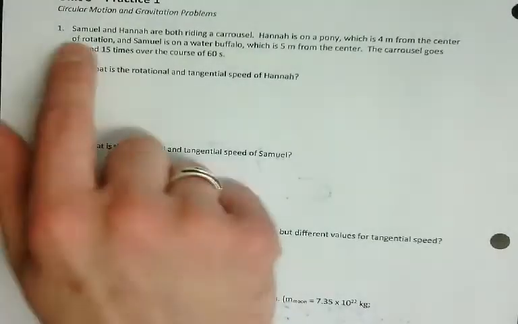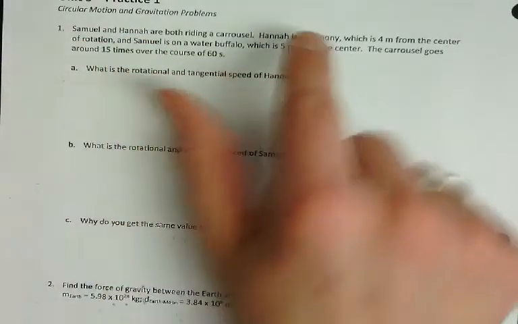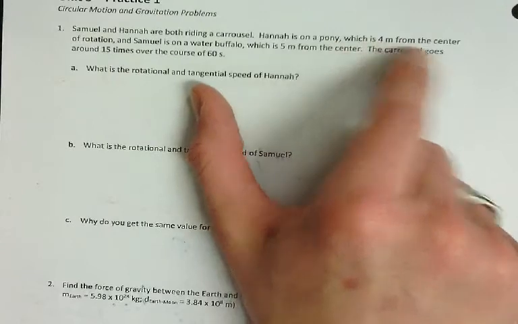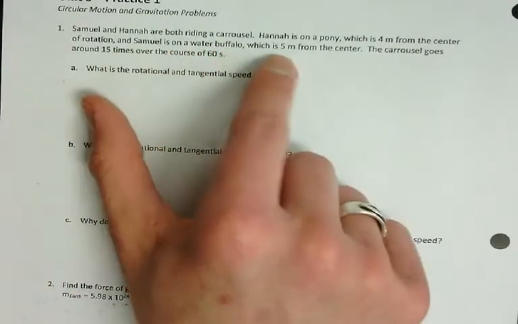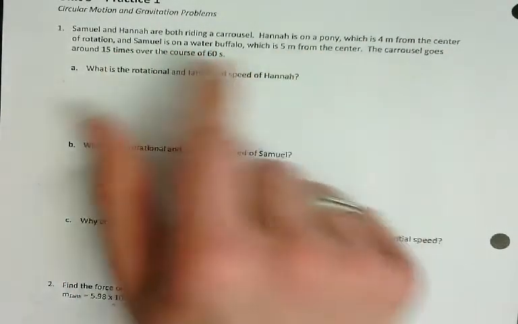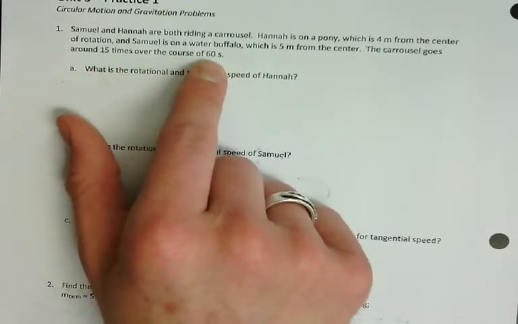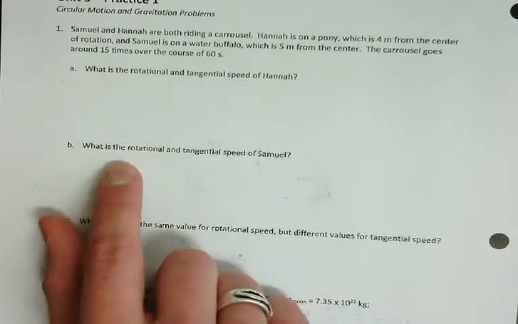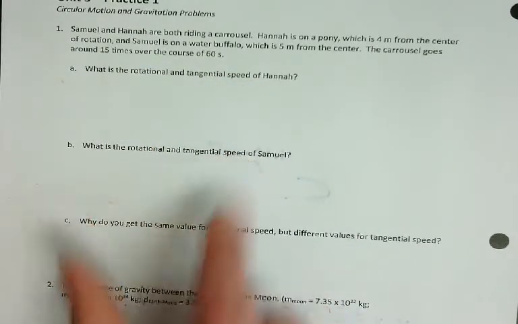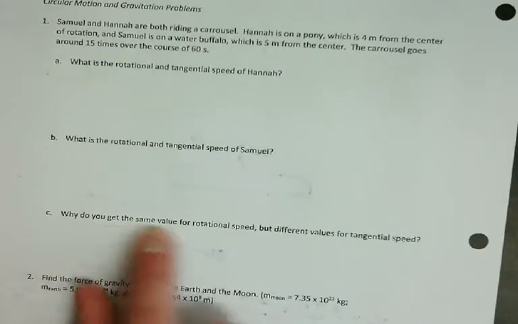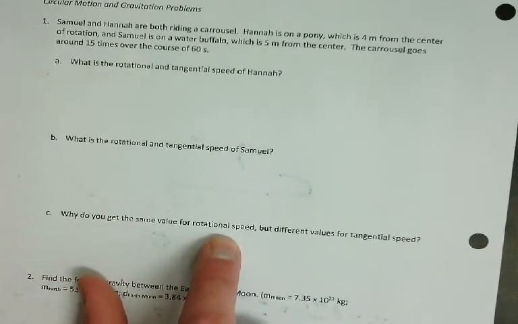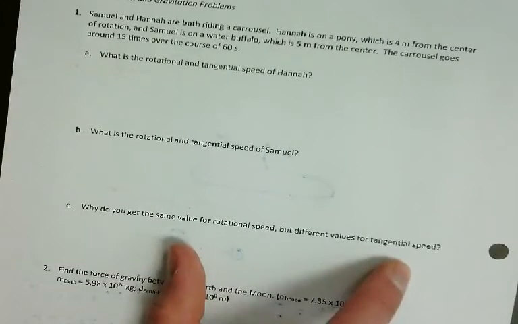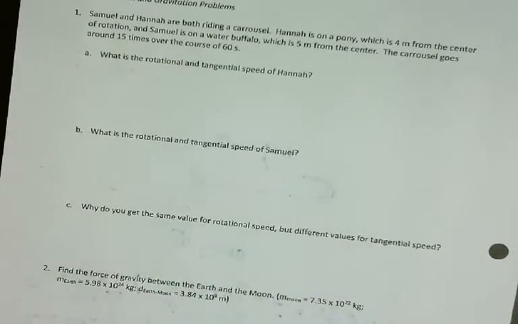Here's the next problem. Samuel and Hannah are both riding a carousel. Hannah is on a pony, which is 4 meters from the center. Samuel is on a water buffalo, which is 5 meters from the center. The carousel goes around 15 times over the course of 60 seconds. Find the rotational and the tangential speed of Hannah. Find the rotational and tangential speed of Samuel. You're going to get the same answer for rotational speed, and you're going to get different answers for tangential speed. So the question I have is, why is that? Think about why one might be the same and the other might be different.